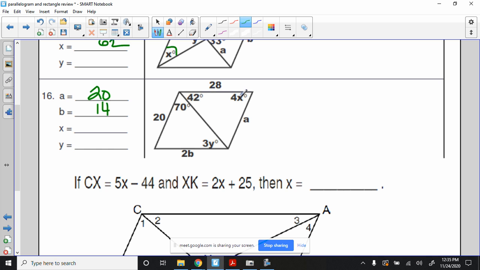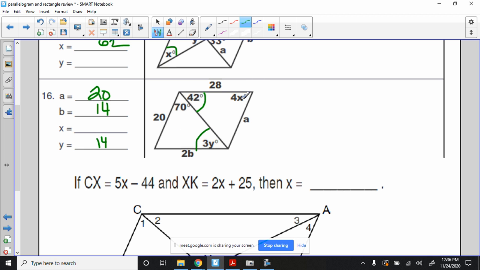Then I'd look at X. I don't know what X is to work with yet, so I'm going to pause there with the X. But I do see Y. These are alternate interiors, and I would take 42 divided by 3. So 42 divided by 3 on my calculator is 14.